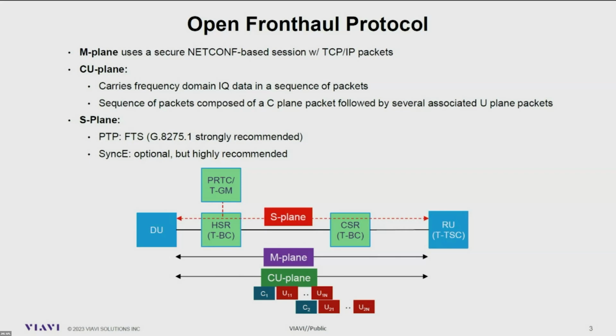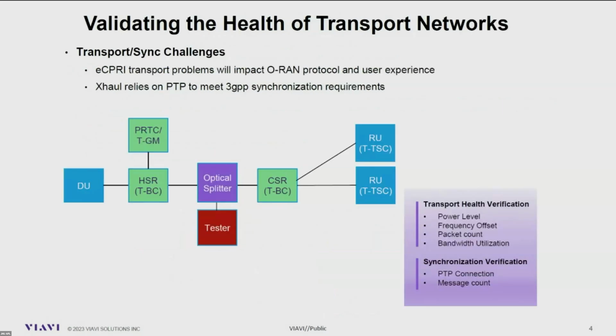What you see here is that all these control plane packets usually go ahead of the user plane packets and identify which user plane packets belong to which slot in the radio frame. So that is how it works. I'll talk about why it matters in the following slide. So, let's talk about different applications.